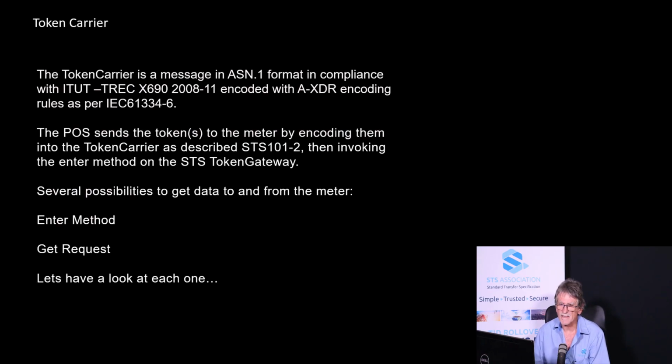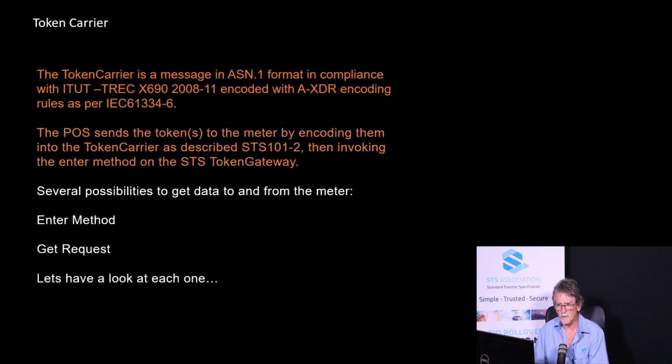The token carrier itself is a message in ASN1 format in compliance with ITU-T X.690, encoded with an A-XDR encoding rule as per the IEC 61334-6 document. The point of sale sends the token or tokens to the meter by encoding them onto the token carrier as described in STS 101-2, then invoking the enter method on the STS token gateway.